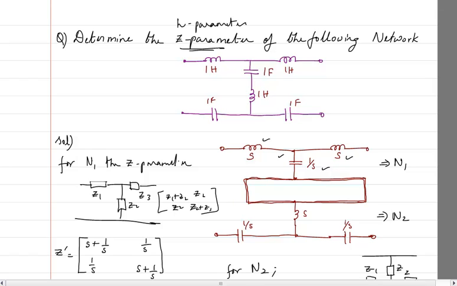That is, what is a T network, what is a pi network, how to interchange between Z parameter, Y parameter, h parameter, ABCD parameter, and now finally based on the interconnection.